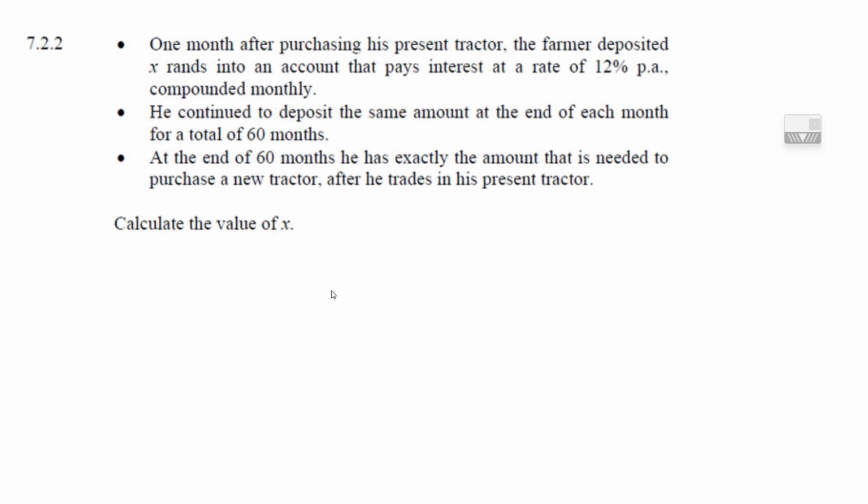The next question says, 1 month after purchasing the tractor, the farmer deposits X rands into an account that pays interest at 12%. Oh, this is a sinking fund. And he does it at the end of the month, and he's going to do it for 60 months. So we just take the future value formula. We're looking for X. It said 60 months. They're even telling us. Usually they say 5 years, like 5 times 12 we have to do, but they're telling us 60 months. The interest is compounded monthly, so it's 0.12 over 12.